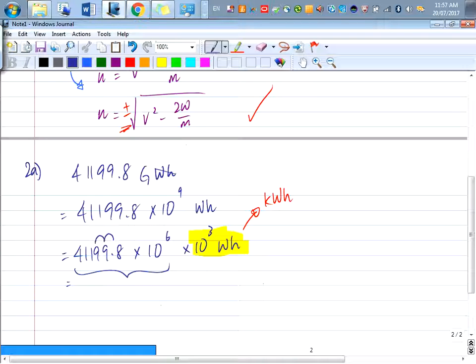Let us jump 1, 2, 3, 4. We jump 4 steps to the left. So we'll end up with 4.11998 times 10 to the power of 10. Why 10? Because 6 plus 4 is 10. So instead of writing 10 power 3 watt hours, I can now write kilowatt hours. So this is my answer in standard form, but not to TYS yet. So I'll end up with 4.12 times 10 to the power of 10 kilowatt hours. Okay?